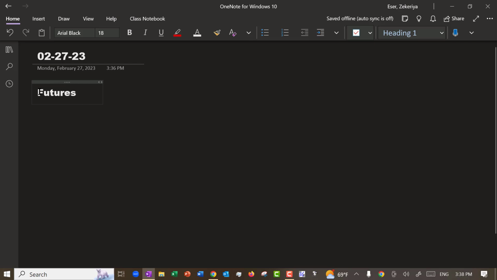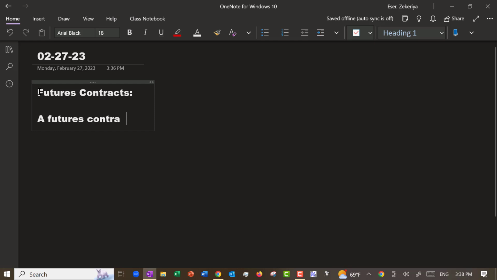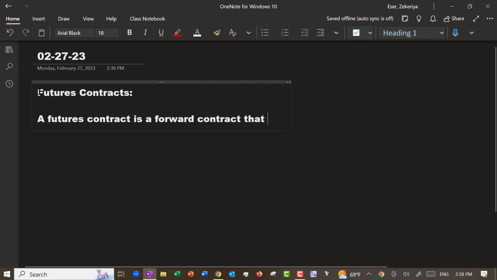futures contracts. A futures contract is a forward contract that is standardized and traded on an exchange.